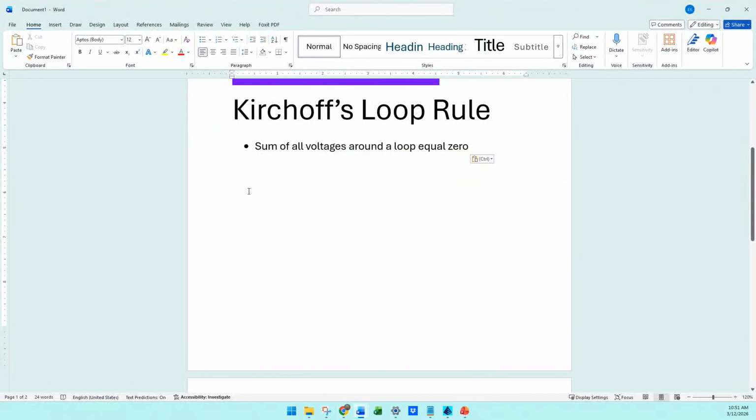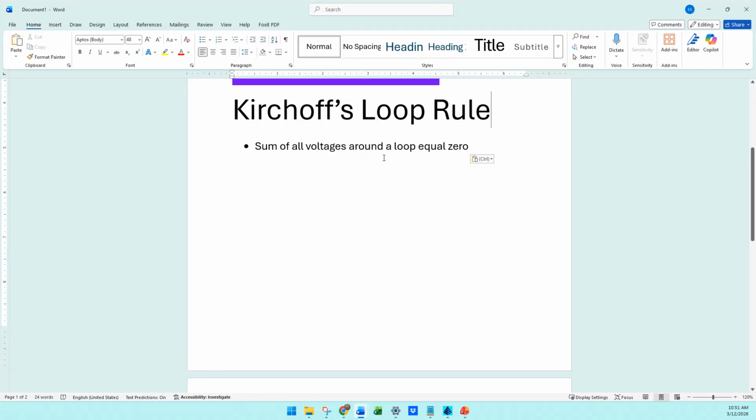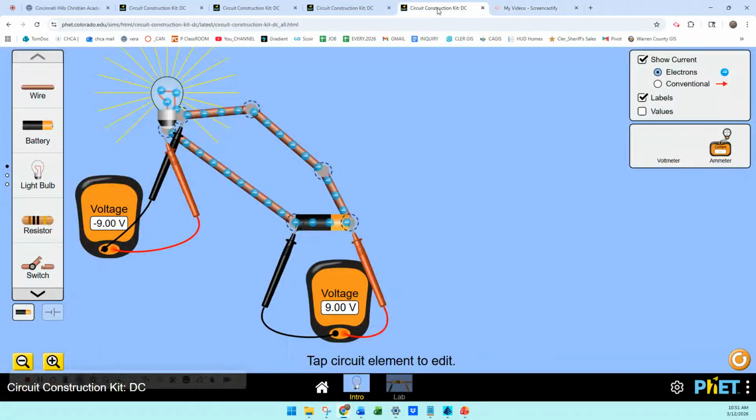So the purpose of today is to give an overview of Kirchhoff's loop rule. By definition, it's that the sum of all voltages around a loop is equal to zero. Those are some words. If I show you a couple of examples, it should make a lot more sense.